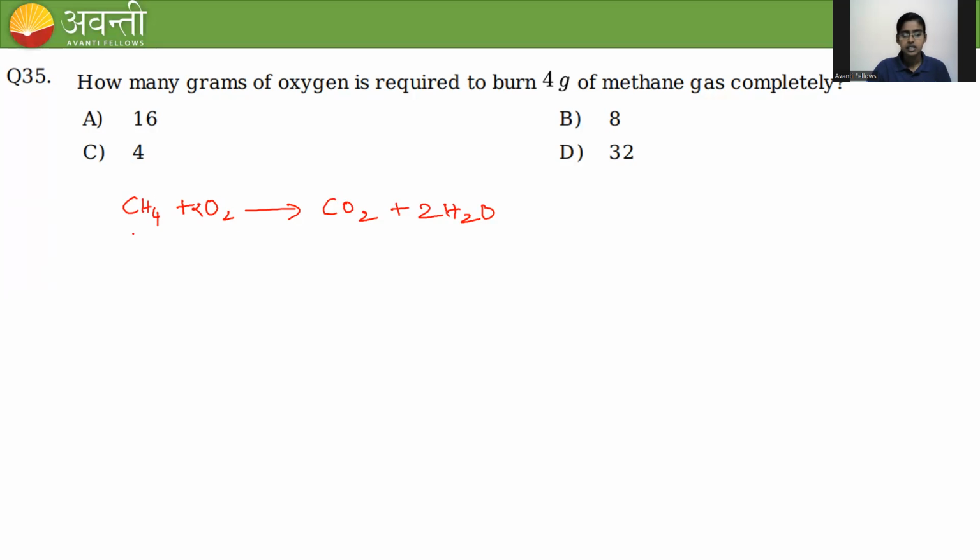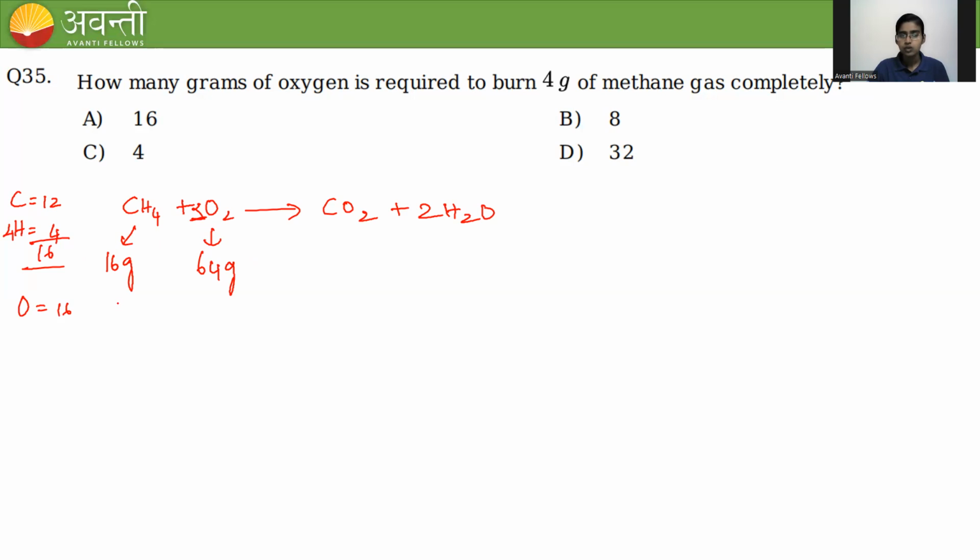Here the mass of CH4 is 16 gram. For carbon, the atomic mass is 12, and for hydrogen it is 1. So we have 4 hydrogen, so 4 into 1 is 4. The total amount of CH4 is 16 gram. And coming to oxygen, the atomic mass of single oxygen is 16 and we have O2, so it will be 32, and 32 into 2 moles, right? So it will be 64. So 16 gram of methane is reacting with 64 gram of oxygen.